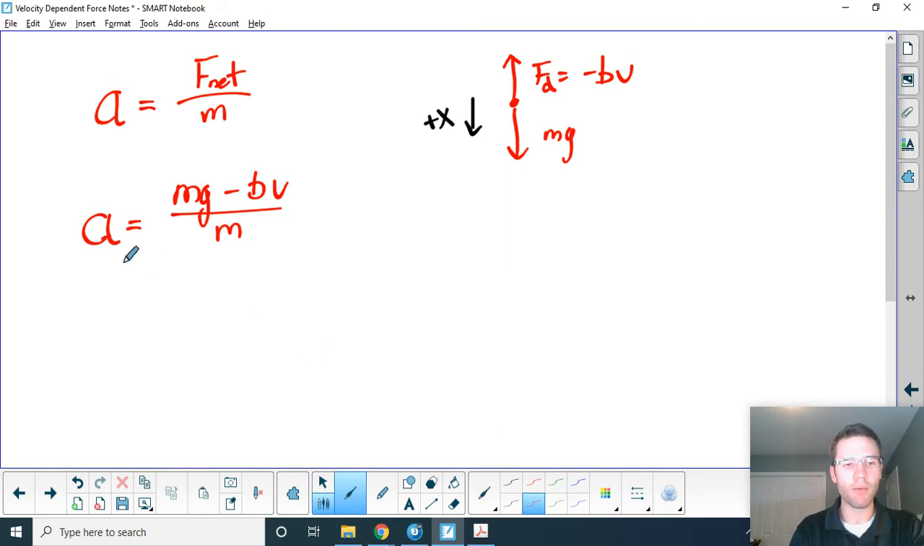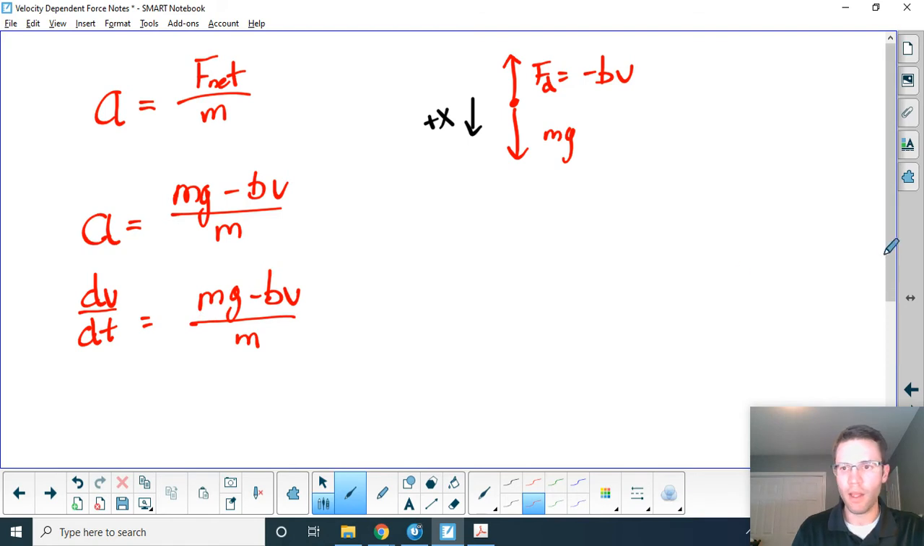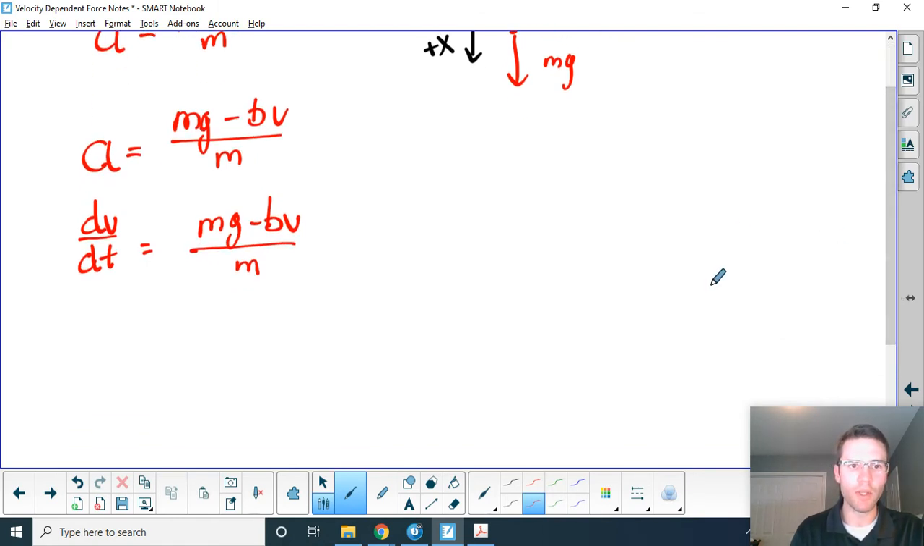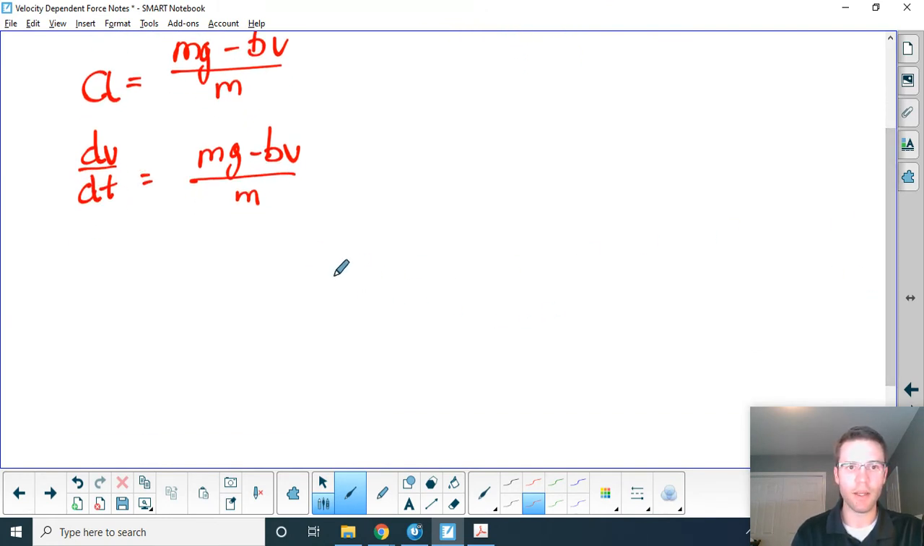Now we need to make this look like a differential equation. To do that, we write our acceleration as the derivative of velocity with respect to time. That equals mg minus b times v over m. And now we have to separate our variables. We want dv and v on the same side, and we want dt out of the denominator. There's a couple ways to manipulate this. Some will have you plug in terminal velocity first. We'll just evaluate it with the variables just as they are.